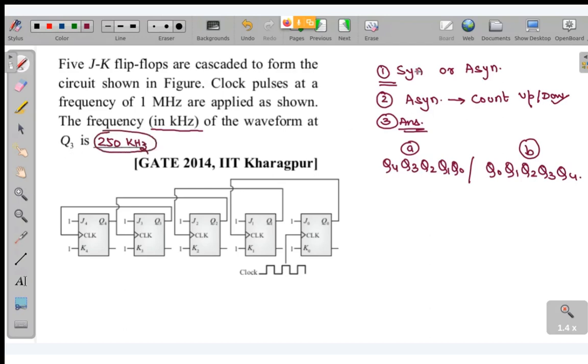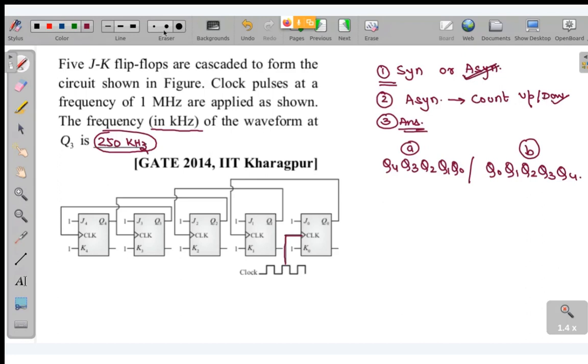So look, the first question I asked you is whether it is synchronous or asynchronous. You can see the clock pulse is being given to the first flip flop, and after that the output of the first flip flop is serving as the clock for the second. For the third flip flop, the output of the second flip flop is serving as the clock, and this goes on. So this is asynchronous. If this is asynchronous, it needs to be either an up or a down counter.